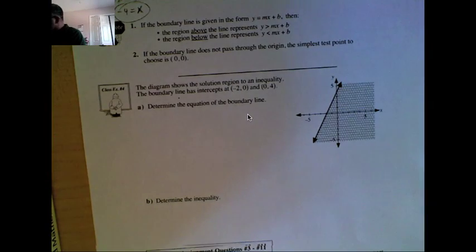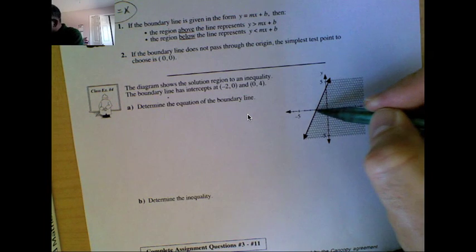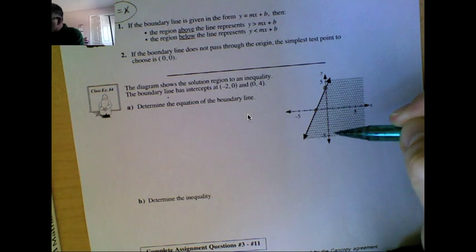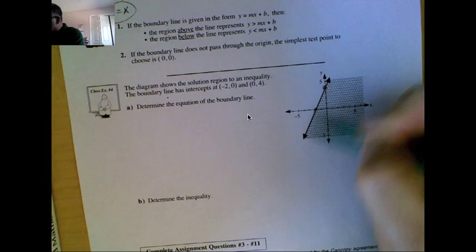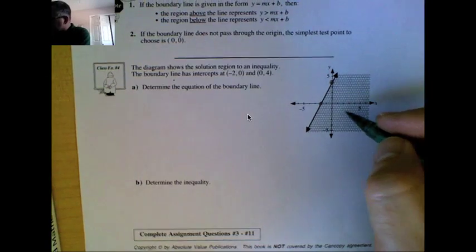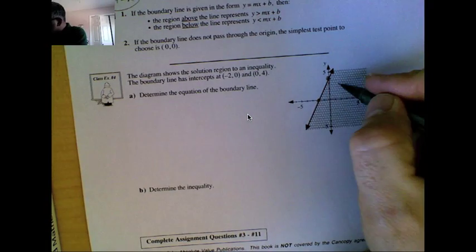Okay, last example that we're going to look at, it says, in the diagram, it shows that negative 2, 0 and 0, 4 are our intercepts. It says determine the equation of this boundary line and then determine the inequality. Is it greater than, is it less than, is it whatever? Oh, so we got to figure out the equation of this line.